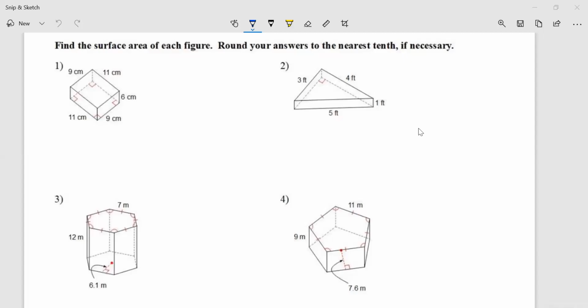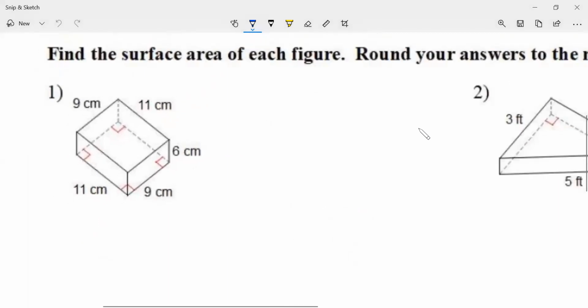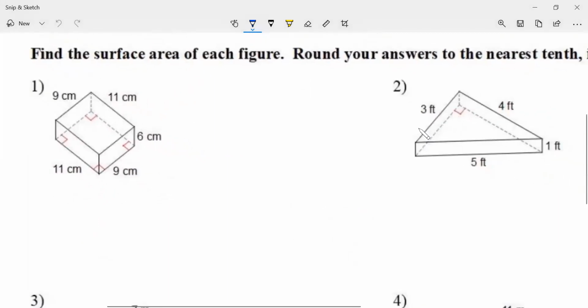Okay, so last week we talked about areas, right? We talked about areas of rectangles, triangles, parallelograms, and other figures. Now we're going to move on. We connect those shapes and we create what we call a solid. A solid is like a 3D shape. So I'm looking, for example, at question number one, which is a rectangular prism.